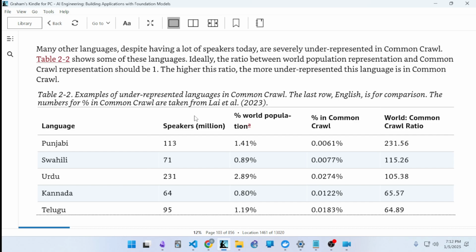Oh, this is fascinating here. So look at this. Yeah, I was right. Punjabi is a big one that is missing from the list. There are 113 million speakers of Punjabi. More than 1% of the world's population, 1.4%, speak it. But it's basically completely missing from Common Crawl. So these 100 million speakers, they're not going to be able to talk to the LLM unless they learn another language.